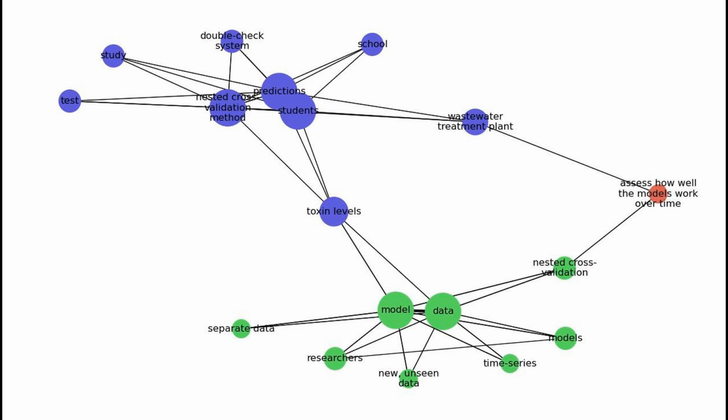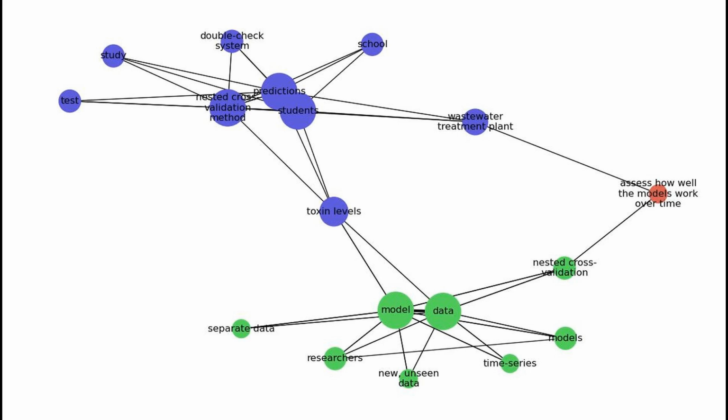The nested cross-validation method used in the study is like a double-check system for ensuring that the predictions about toxin levels in the wastewater treatment plant are as accurate as possible. To understand this better, think of it as a school preparing students for a big exam. The school wants to make sure that the students are not only ready for the test, but also capable of performing well in different situations.